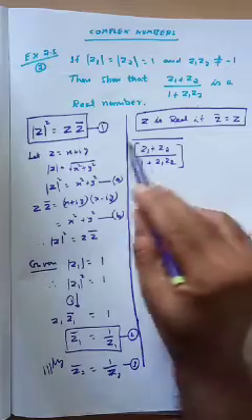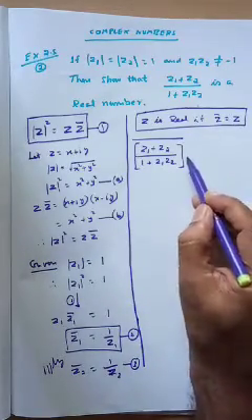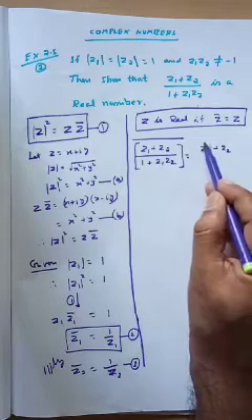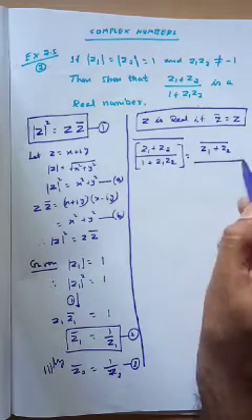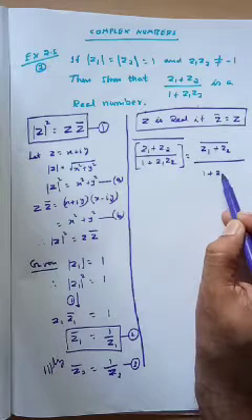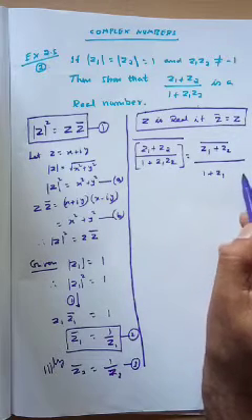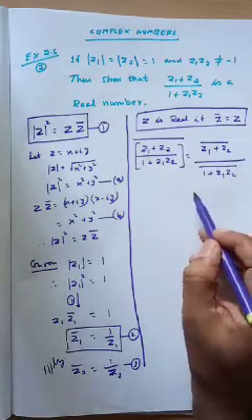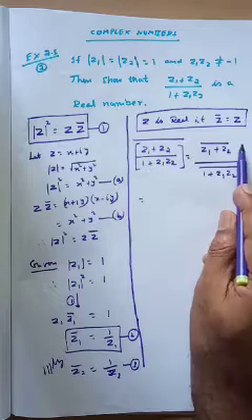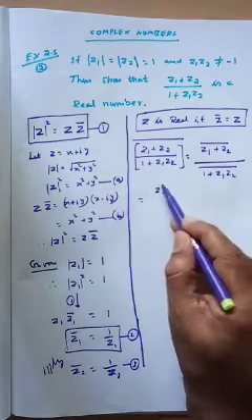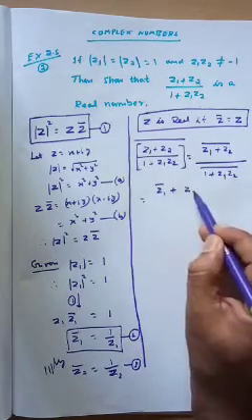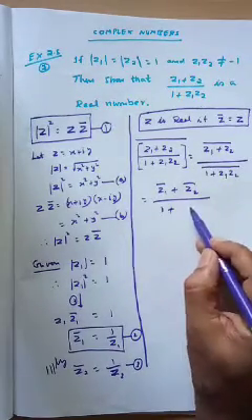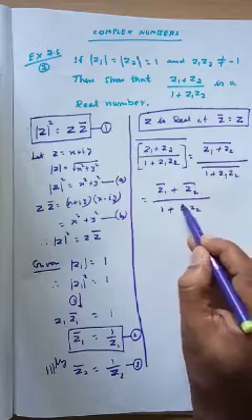What is the property we are learning? The whole bar is nothing but individual bar. So we can write it as Z1 plus Z2 whole bar in the numerator, separately divided by 1 plus Z1 Z2 whole bar in the denominator, also a separate bar I can write. Another property we have learned, the whole bar is nothing but individual bar. So this is Z1 bar plus Z2 bar. Similarly in denominator it is 1, for 1 there is no conjugate. So 1 plus Z1 bar Z2 bar.